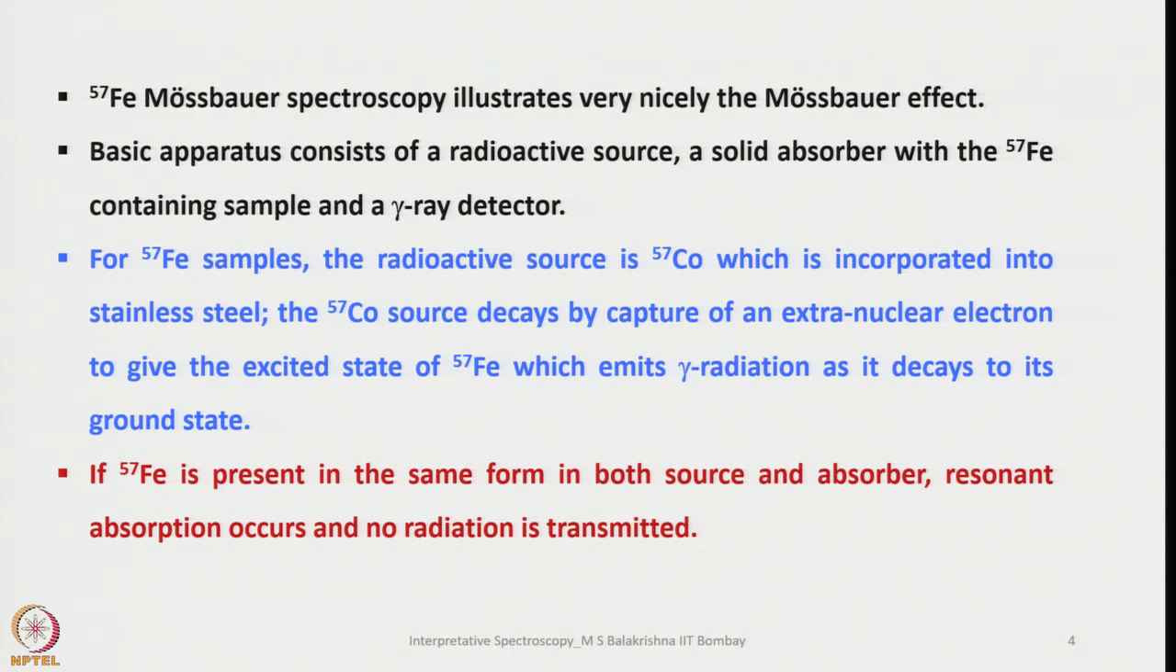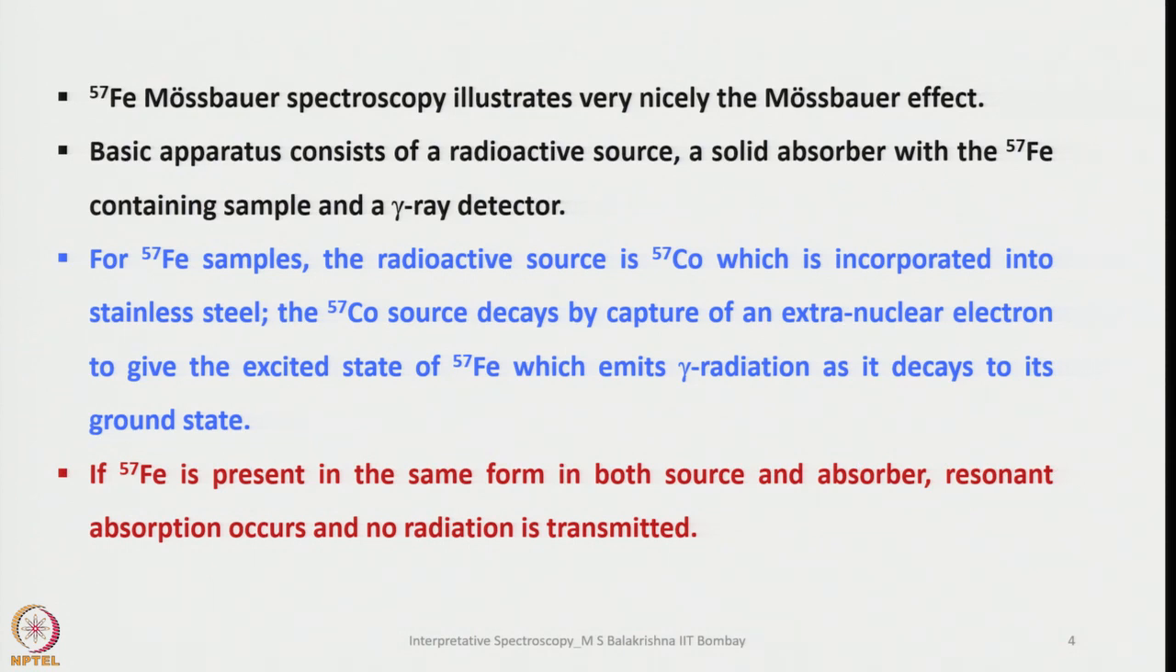For 57 iron samples, the radioactive source is 57 cobalt, which is incorporated into stainless steel. The 57 cobalt source decays by capture of an extranuclear electron to give the excited state 57 iron, which emits gamma radiation as it decays to its ground state. So this is the simple technique we use in Mössbauer.